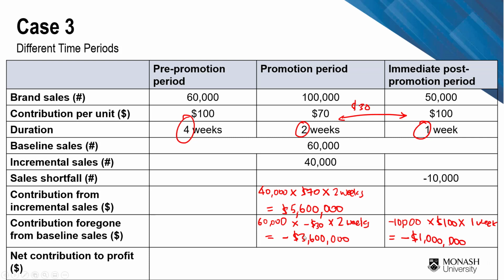Okay. Now, if we work this one out, the net contribution to profit will be this and this one. So that will be 5.6 million minus 3.6 million minus 1 million. So that will be, okay, equal to 1 million.